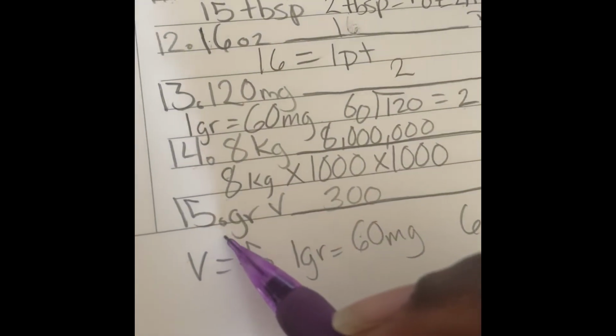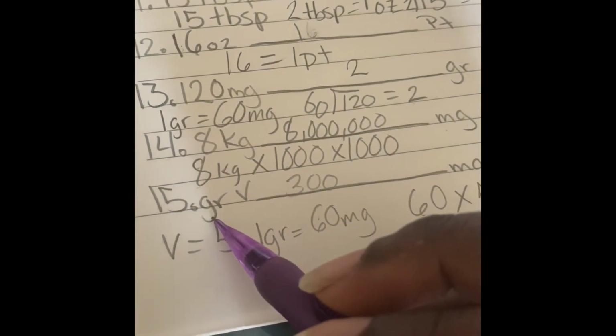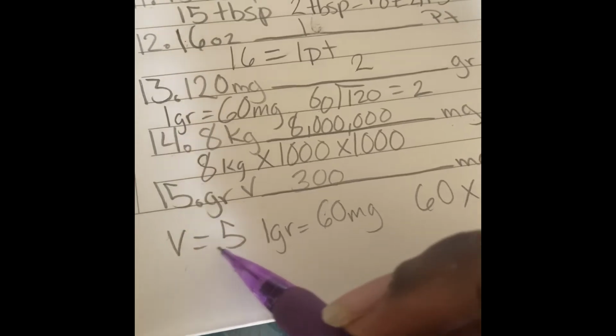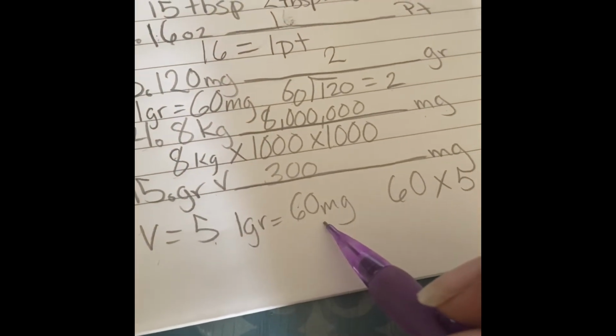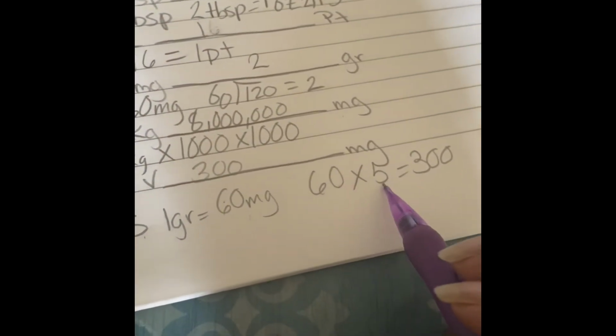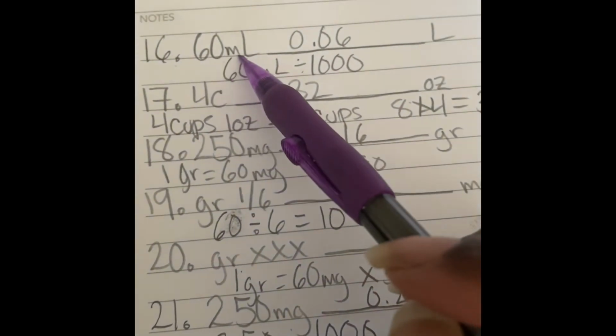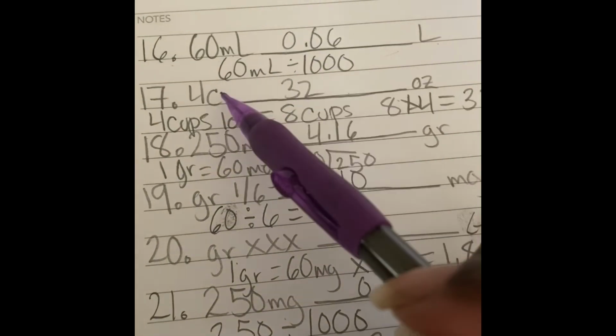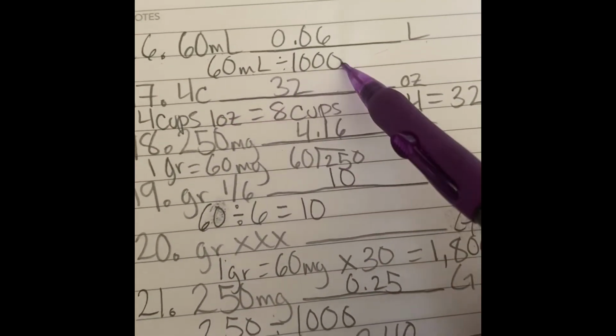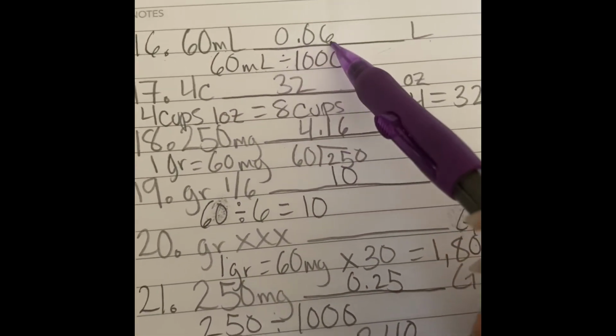Number 15, we have grains with the Roman numeral 5, so V equals 5. 1 grain is 60 milligrams. We'll do 60 by 5 to get 300. So we have number 16, which is 60 ml equals blank liters. You would do 60 ml divided by 1,000, which will give you 0.06.